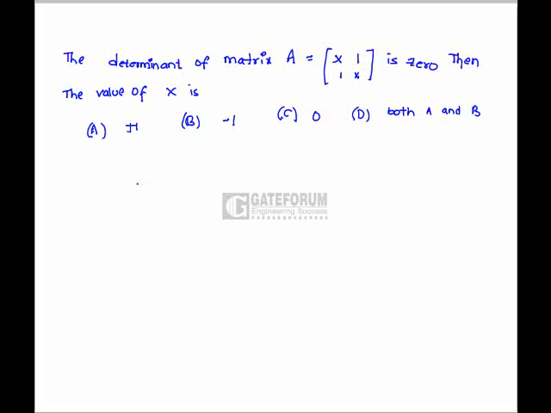The question is, the determinant of matrix A is 0, then the value of x is. Here the determinant of A is nothing but x² − 1, which is 0 from the given data. So x² = 1, x is the square root of 1, which is plus or minus 1. Hence option D is correct.